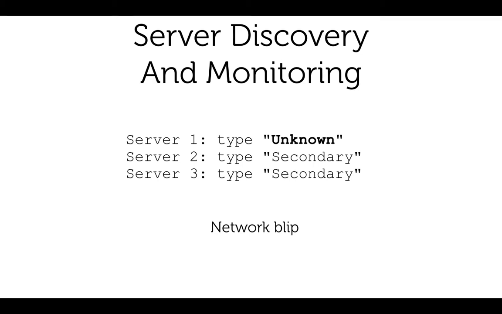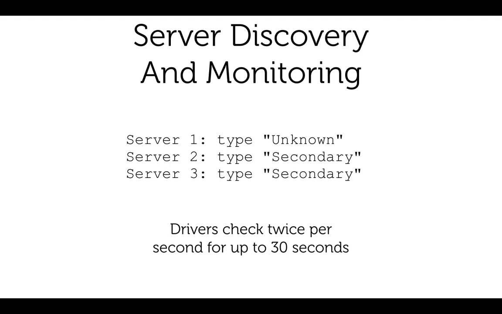After that, if you try another operation, then the driver will recheck each server twice per second for up to 30 seconds until either the primary is discovered again or we reach the timeout. In the case of a network blip, nothing actually happened to the server, it's just that the socket was broken. So about half a second later, the driver will check the primary again, rediscover that it's a primary, and continue as normal. The original operation we attempted is canceled, but the next operation is sent to the primary normally as soon as it's discovered.